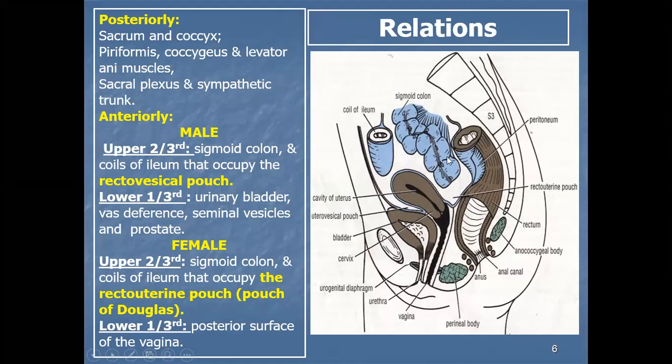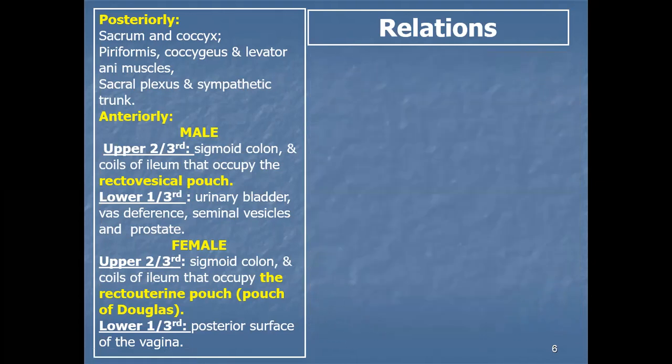As well as you can see here, this is the sigmoid colon, as well as the coils of the ileum. Everything will be there in the upper two thirds. In the lower one third, as you can see here, this is the posterior wall of the vagina, which separates the bladder and the rectum. Both are separated by the wall of the vagina, especially the posterior wall of vagina, which will be in relation to the anterior wall of the rectum. So these are the differences.